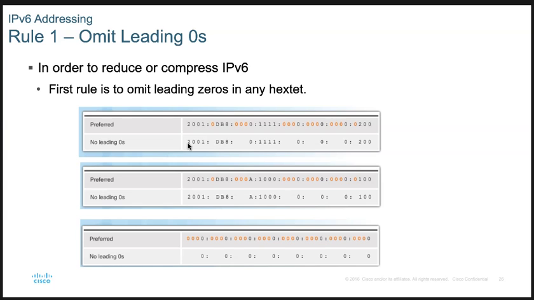What they tell us is nothing but a set of rules. To reduce or compress IPv6, the first rule is to omit leading zeros in any hextet. Let's pretend you have 0000:0000:0000:0000, four hextets that all have zeros. The rule says you can omit all of them.